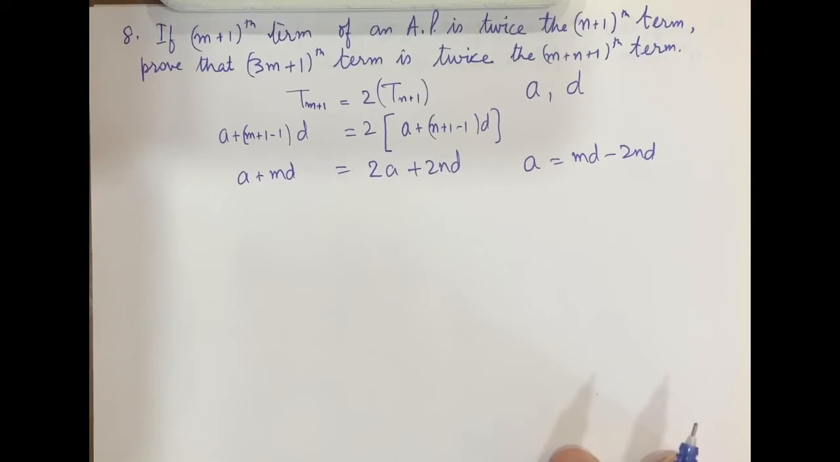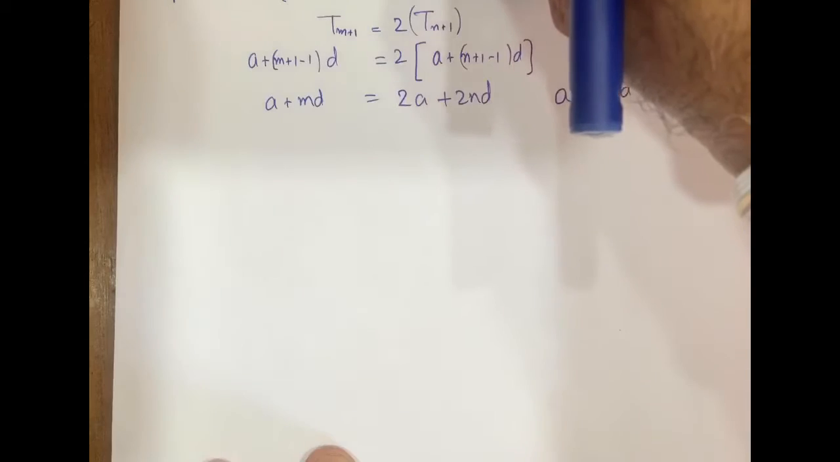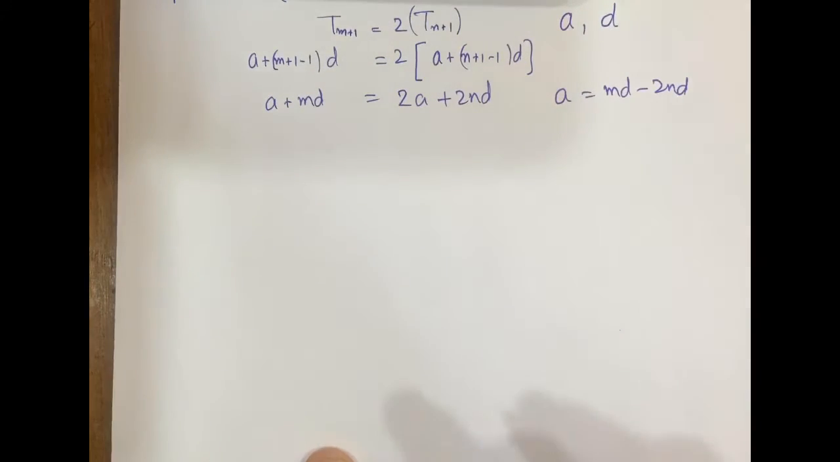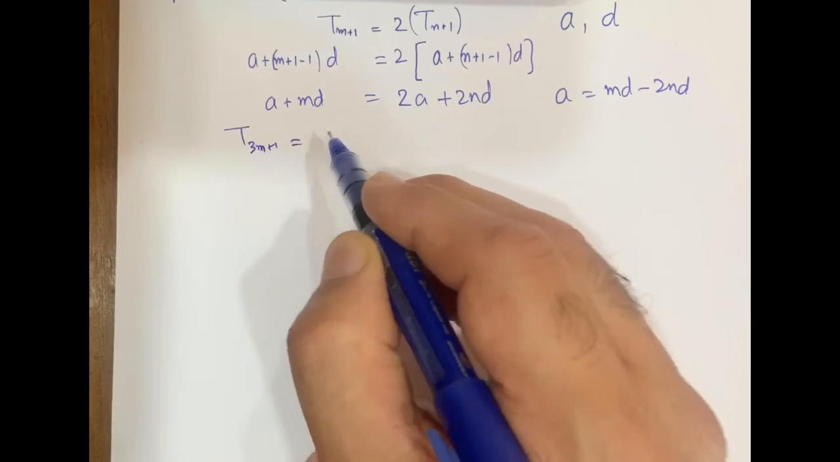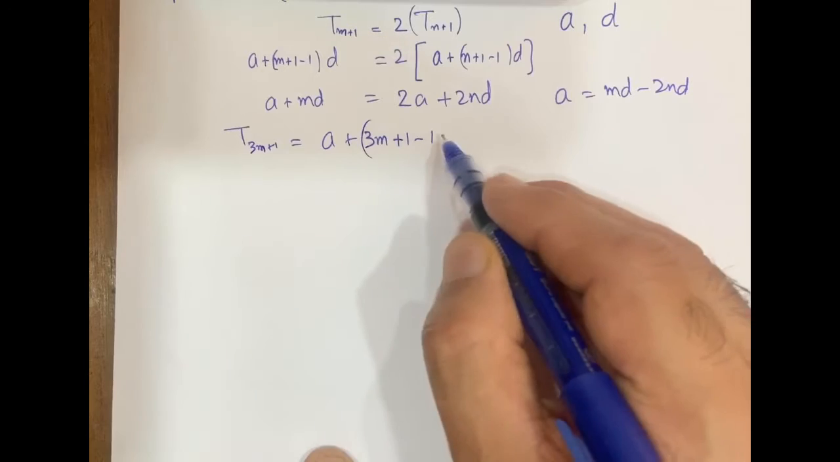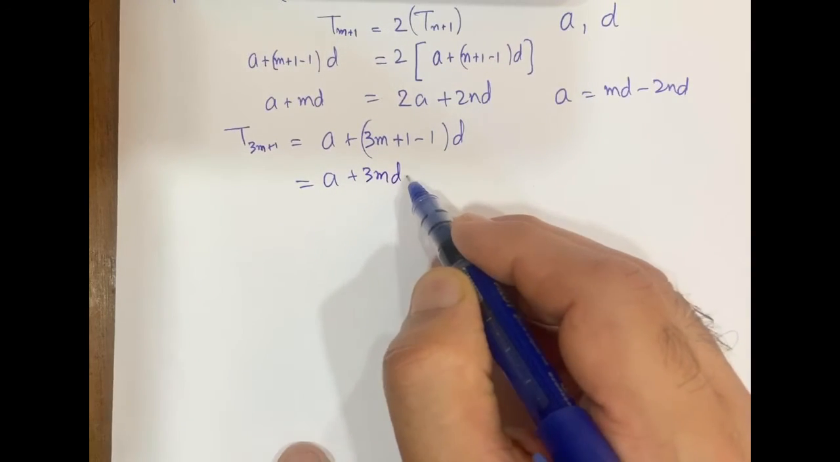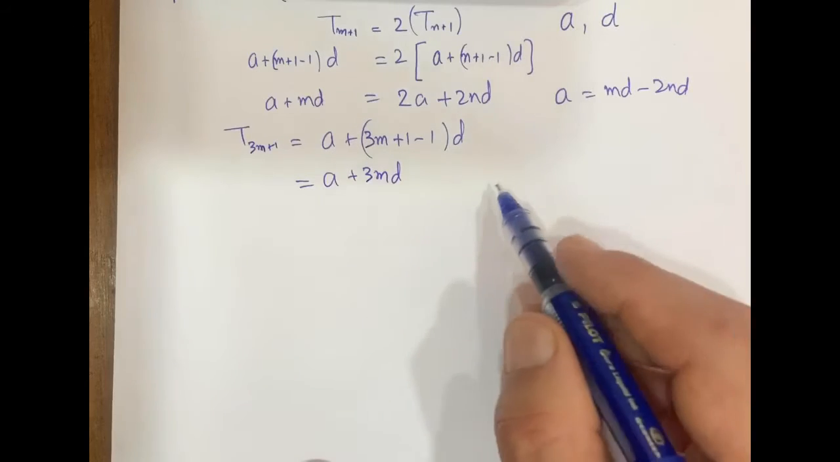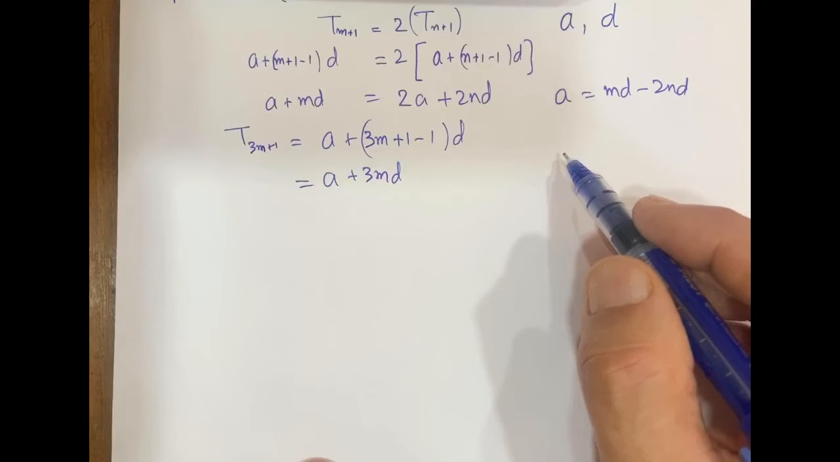Now we have to prove that term 3m plus 1 is twice. So let's find out T(3m+1). This is a plus (3m plus 1 minus 1) into d, that's a plus 3m into d. We have to prove that this is twice T(m+n+1).